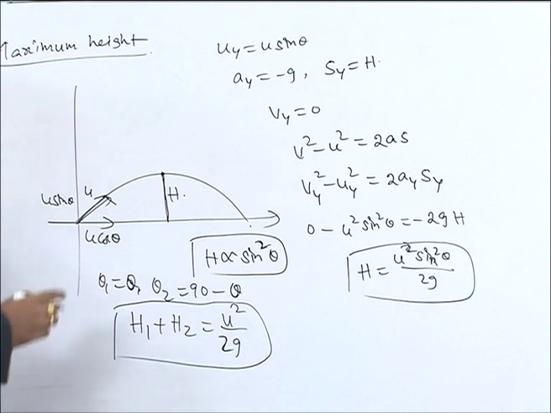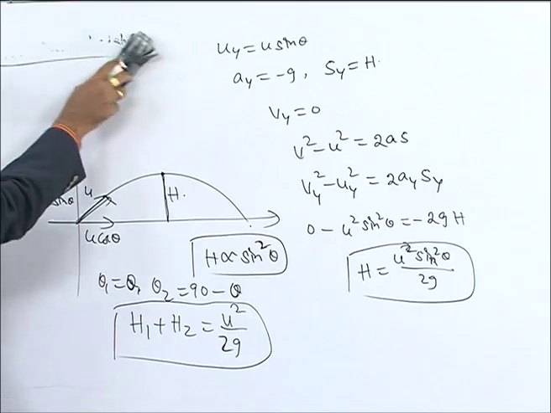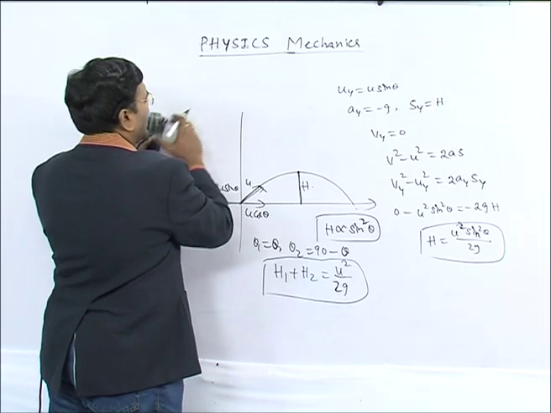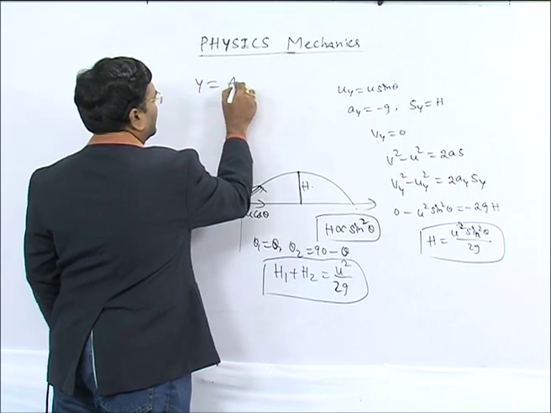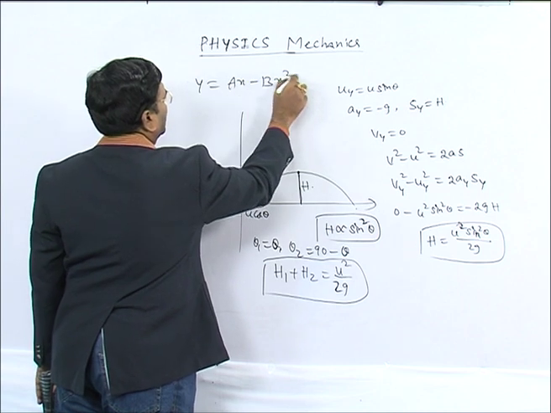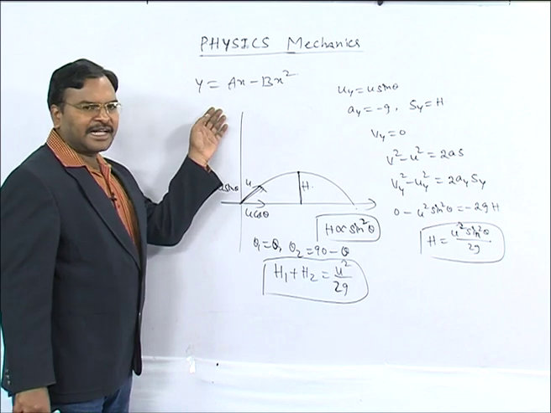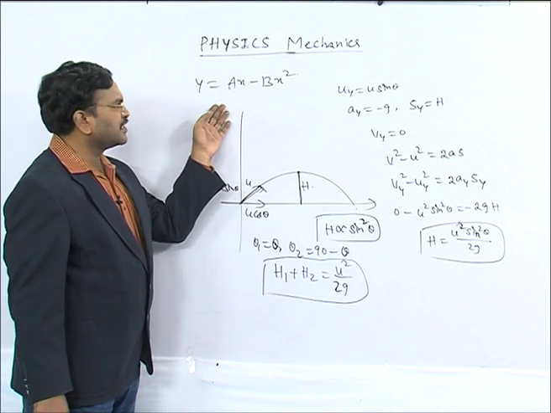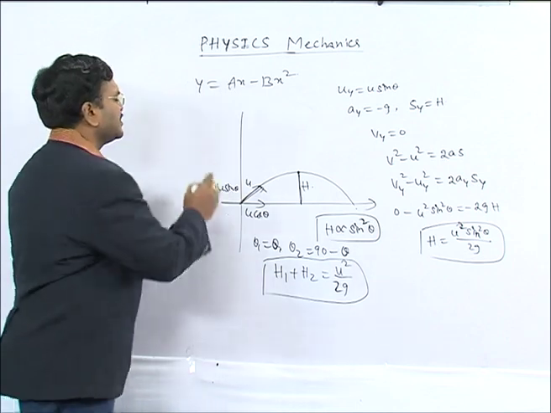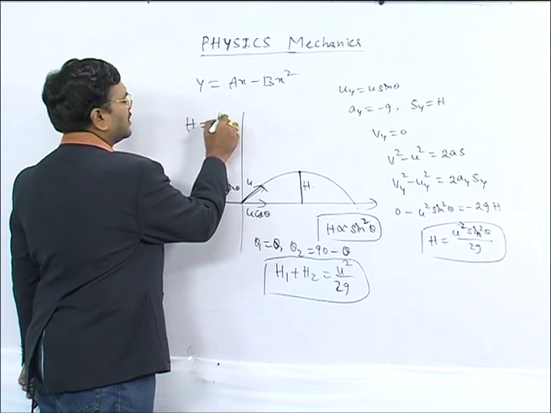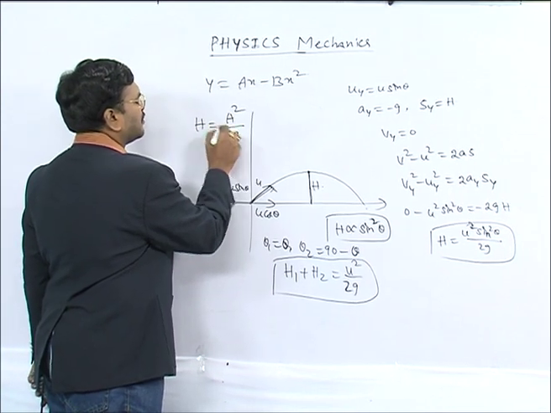And also we write here, already we know the trajectory of a projectile. What is the trajectory of a projectile? Here y is equal to how much? Y is equal to ax minus bx square. From this also we calculate. Now what is the value of maximum height? How much we are getting? H is equal to a square by 4b.